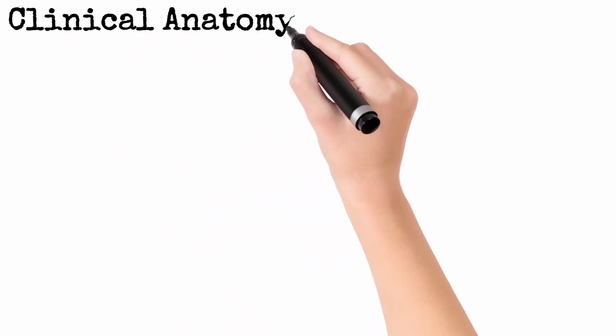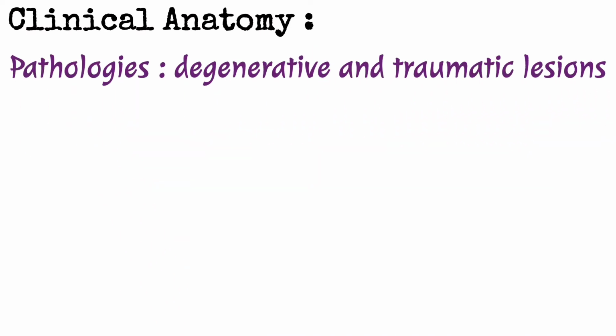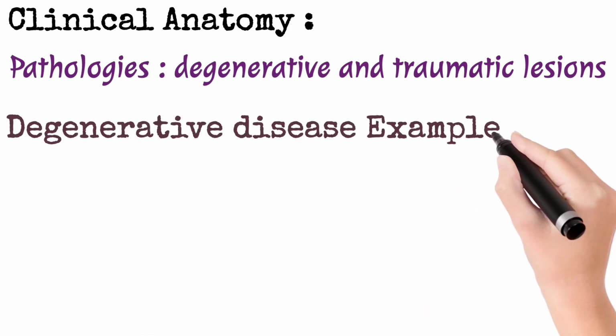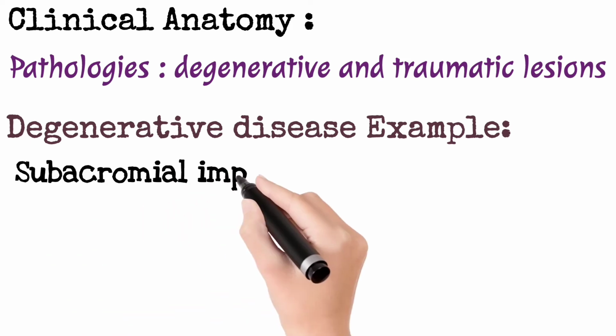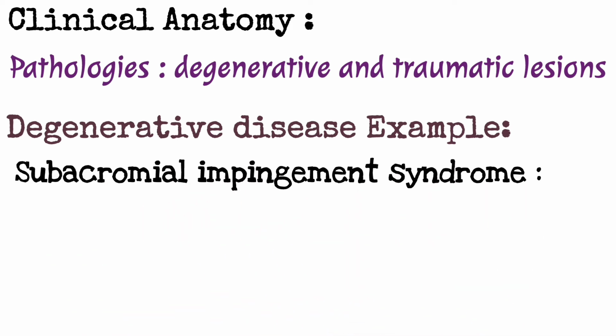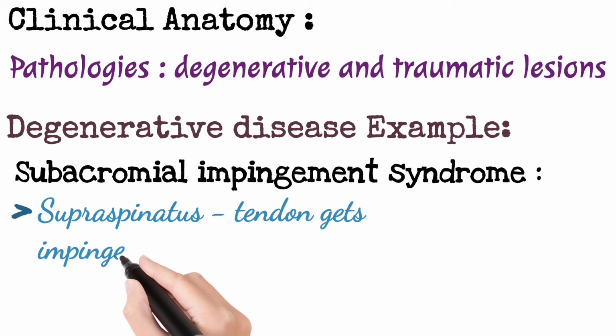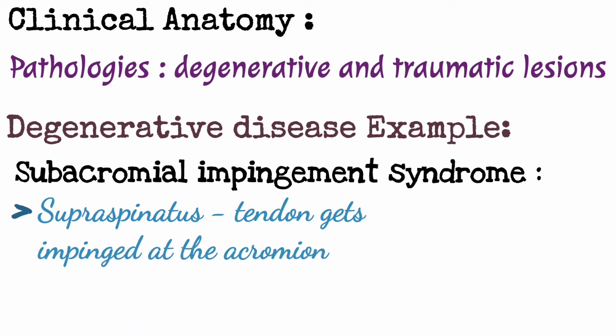Clinical anatomy. When we look at the pathologies of the rotator cuff muscles, we need to differentiate between the degenerative and traumatic lesions. An example of a degenerative disease of the rotator cuff is the subacromial impingement syndrome. There, the supraspinatus muscle tendon gets impinged at the acromion, that is, it gets hit or compressed at the acromion.